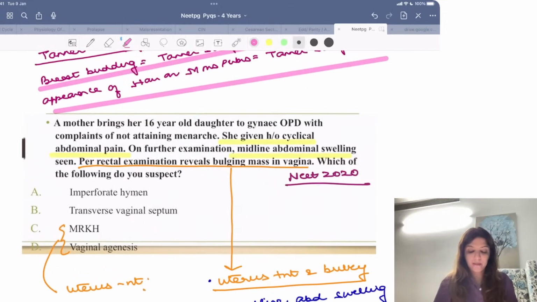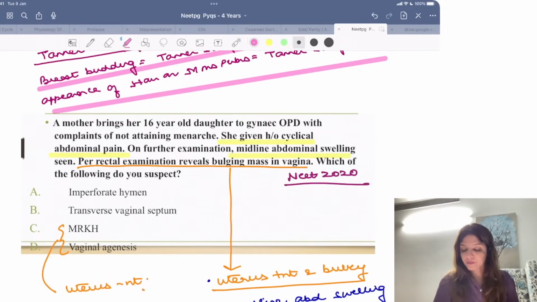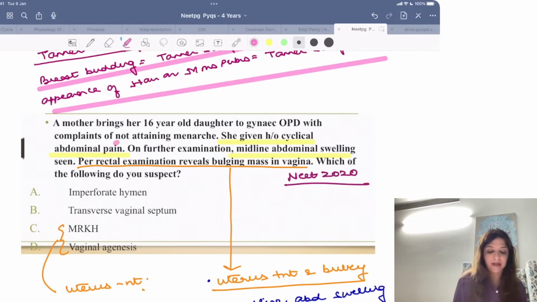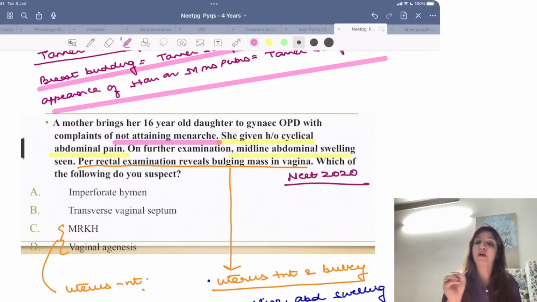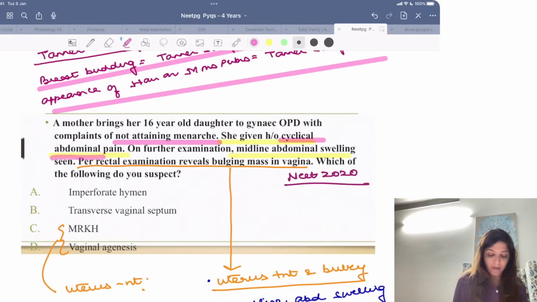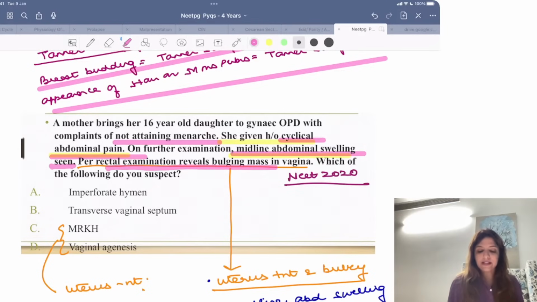Then comes a very important question. A mother brings her 16-year-old daughter to gynae OPD with complaints of not attaining menarche, right? So she's a case of primary amenorrhea. Definition of primary amenorrhea is very, very important. She gives history of cyclical pain in abdomen. On further examination, a midline abdominal swelling is present. On per rectal examination, a bulging mass is present in vagina.